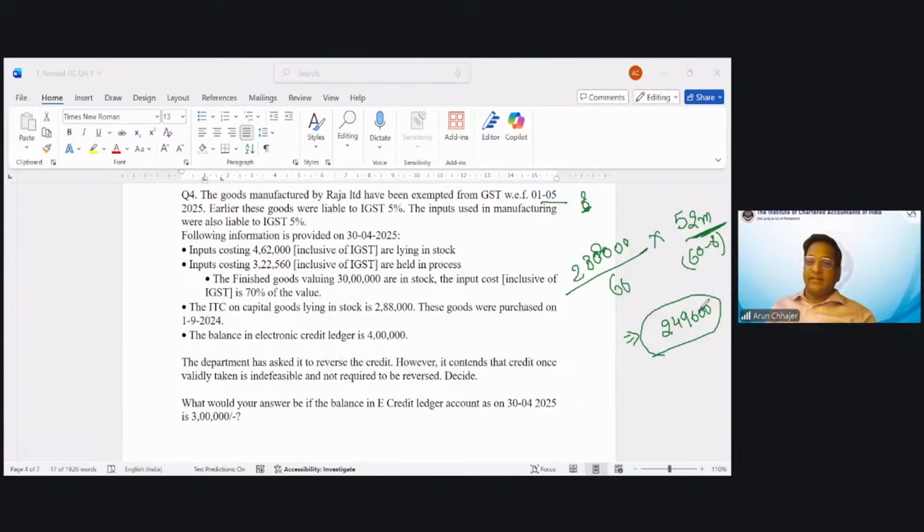2,49,600 you have calculated, correct? And then plus first वाले के लिए कितना था? 22,000. Second वाले के लिए कितना था? 15,360 and 1 lakh. Can you please make it total and tell me how much is the ITC which I need to reverse? कितना ITC जो मुझे reverse करना है?